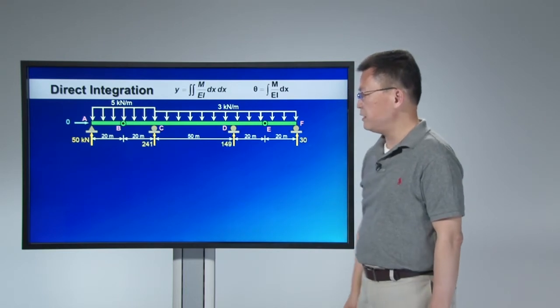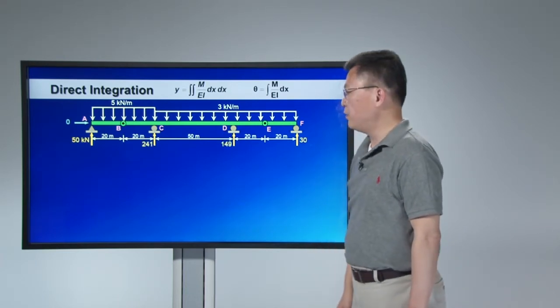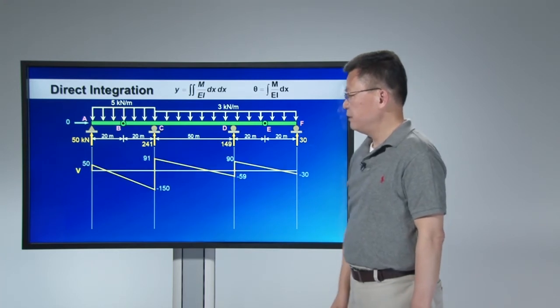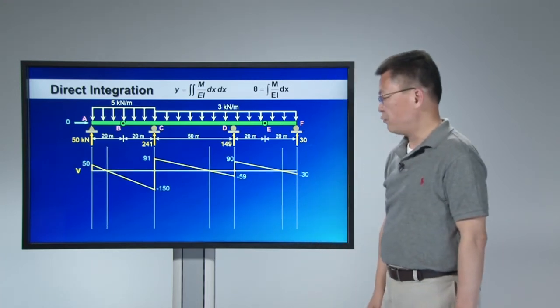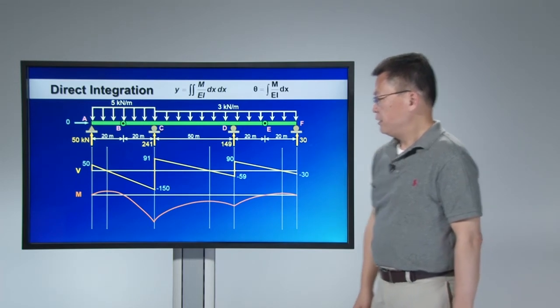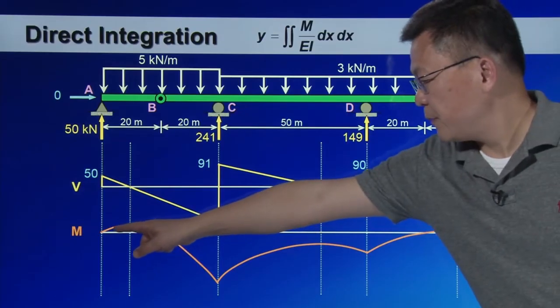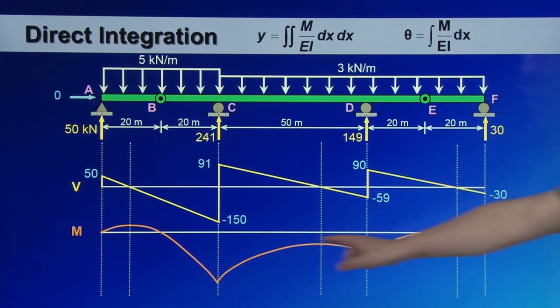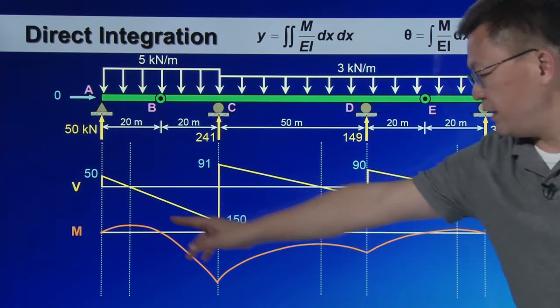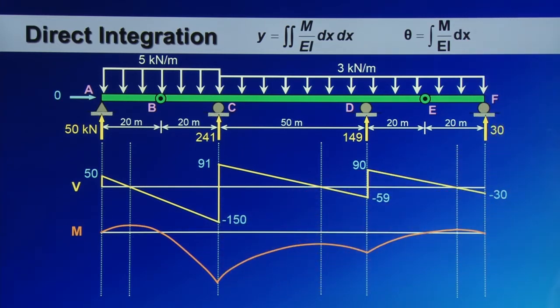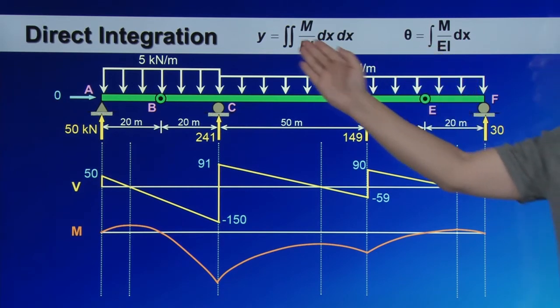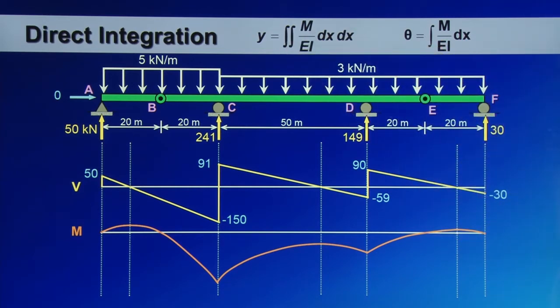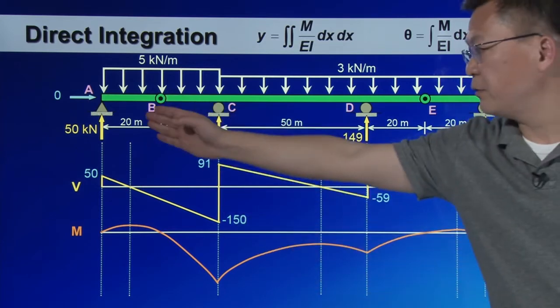Assuming that you have obtained the reaction forces, you can go ahead and plot the shear force and bending moment diagrams. Notice that there are positive regions and negative regions for the bending moment. If you can formulate these bending moment expressions, then you can put them into the two expressions and obtain the rotation angle and displacement respectively. Of course, you need to pay attention to the boundary conditions.